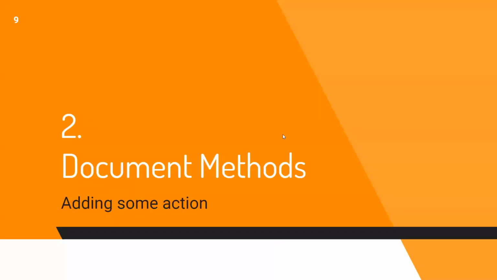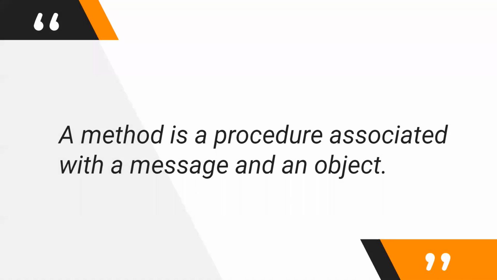So the next element is the document methods. Methods add in some action. And why action? Because we can think of methods kind of like functions, and functions define actions. They can take actions, and we will see more about it. A method in computer science is a procedure associated with a message and an object. In this case, the object is a document, and within the document we can take certain actions. That's why we're referring to methods as actions.